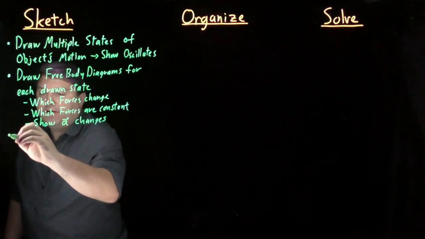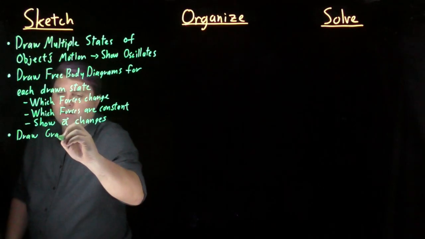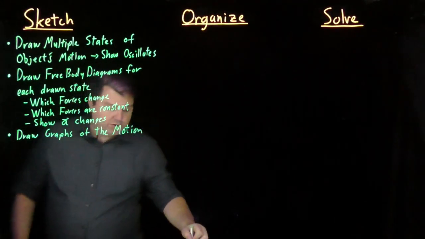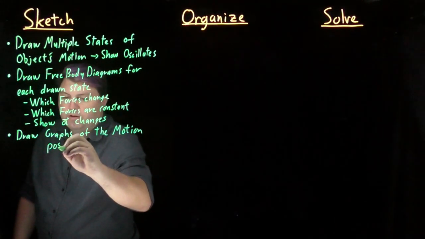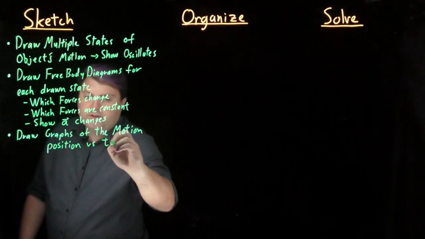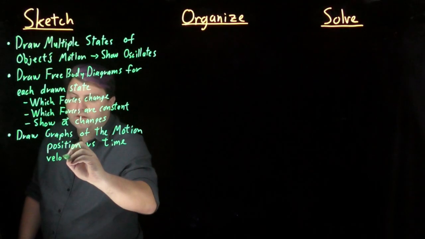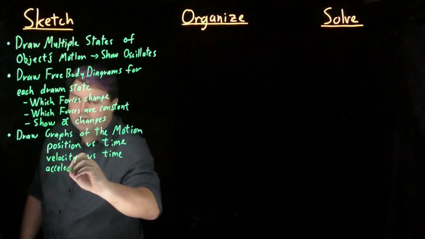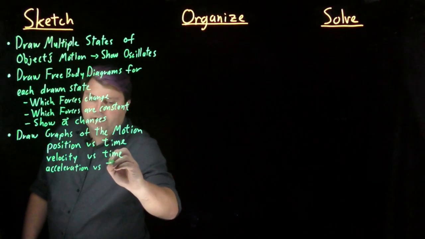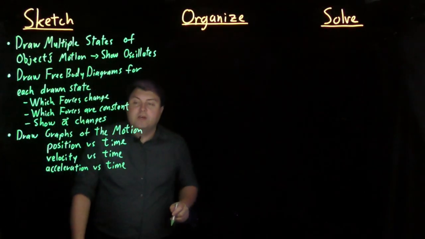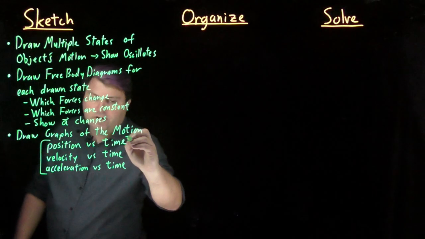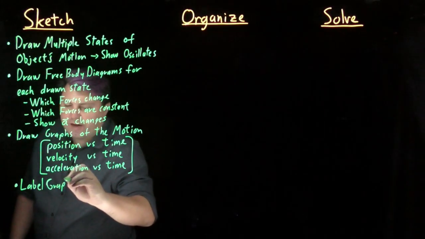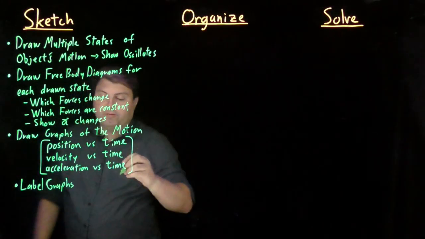Once we have these free body diagrams, we want to draw graphs of our motion. So we want position versus time, velocity versus time, and acceleration versus time. And with these graphs, we want to label these graphs so we understand as much as we can from what we're given.